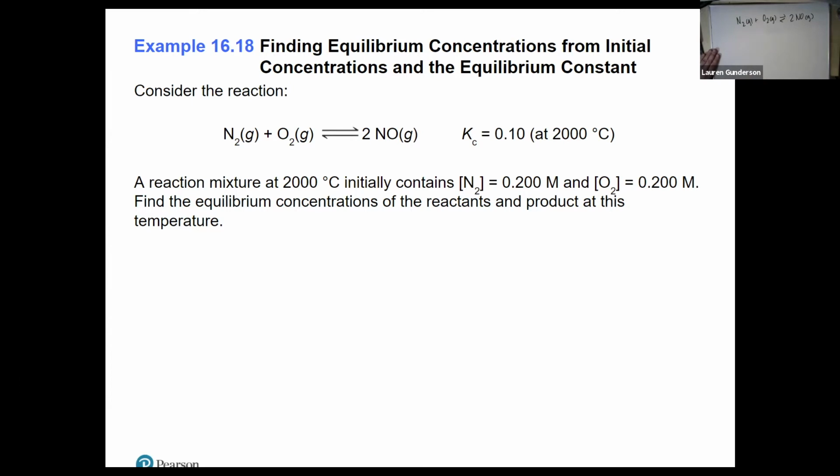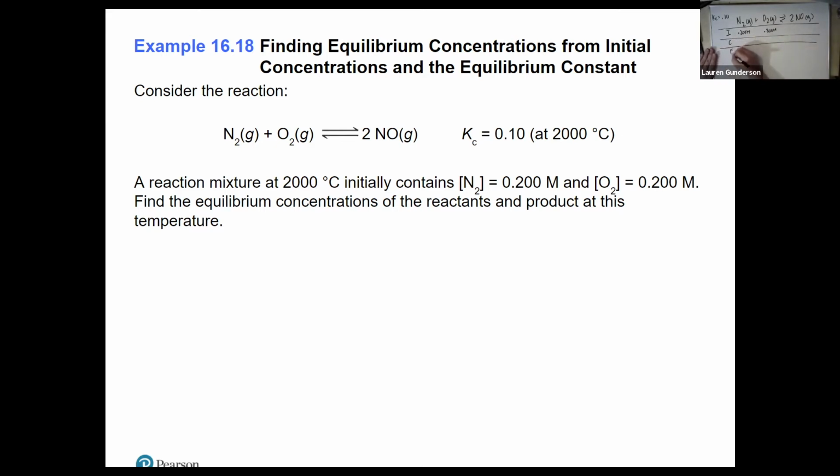Oh, this one's even better, actually. I thought it was the same, but it's not. So this one says, we have a reaction mixture at 2000 degrees Celsius. They're giving us the Kc value here, so I'll write it over here. And it initially contains 0.2 molar N2 and 0.2 molar O2. Okay, and we're going to find the equilibrium concentrations of everything just based on this information here.